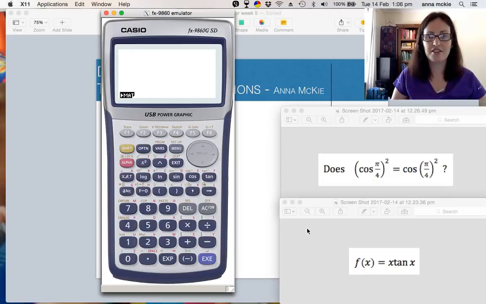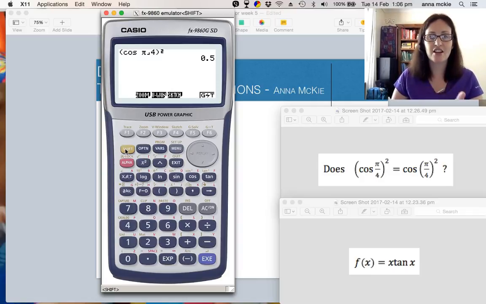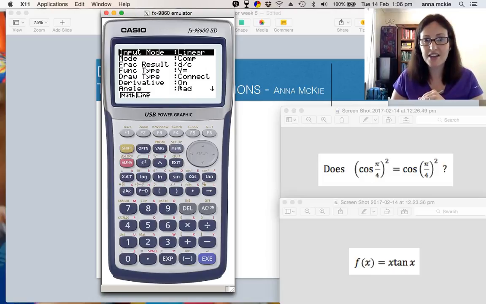Where's my cursor? There it is. Okay, so here's what we're trying to work on. Does this equal that? So let's check it. That's the one that's correct, I can tell you now. So we have cos pi on 4 all squared. Enter. Making sure you're in radians to check that. Going to set up in radians, not degrees.